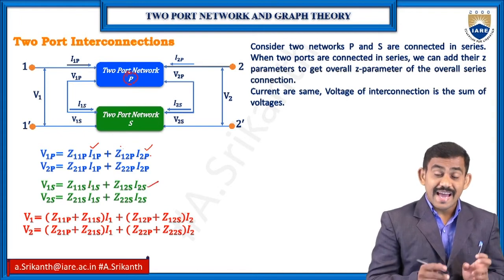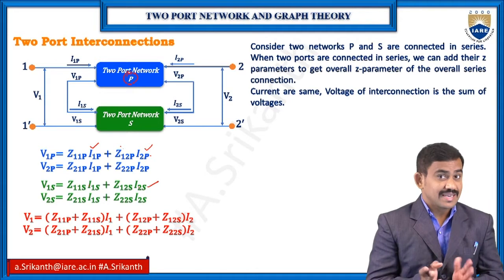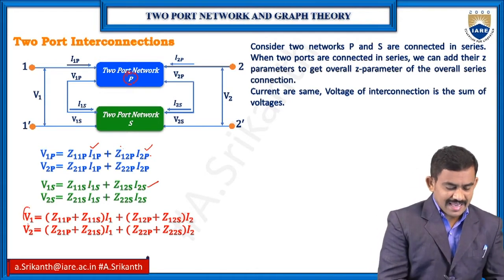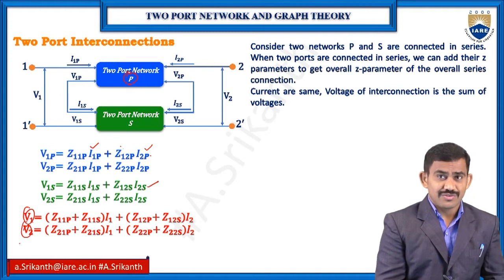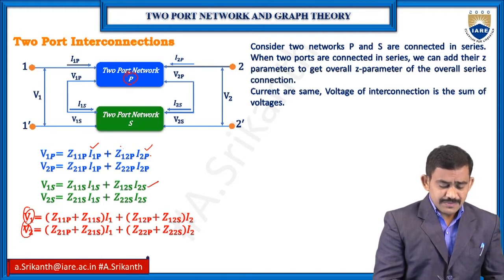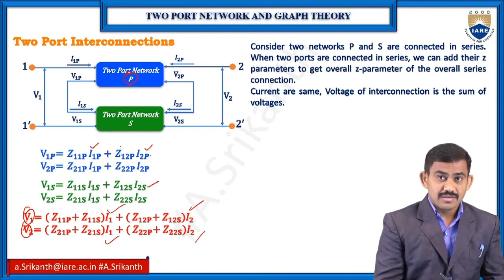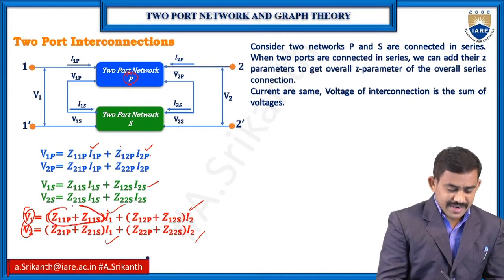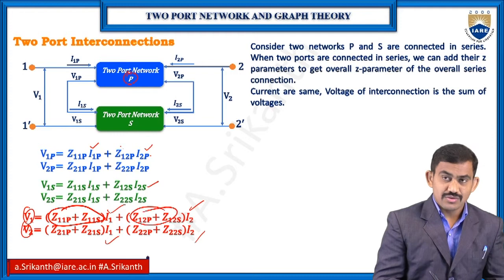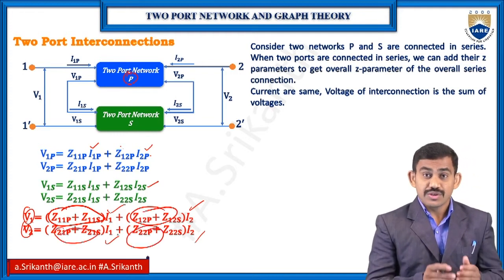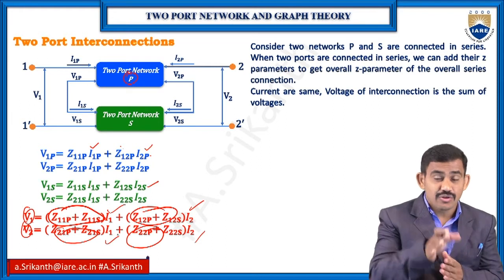Now we need to add those values. Series means the current is the same, so we need to add those values. So V1 and V2 are in the form of I1 and I2. Here we have Z11 of P and Z11 of S, so we need to add both impedances. Here also Z12, Z21, and Z22. So we need to use the Z parameters and add those values.